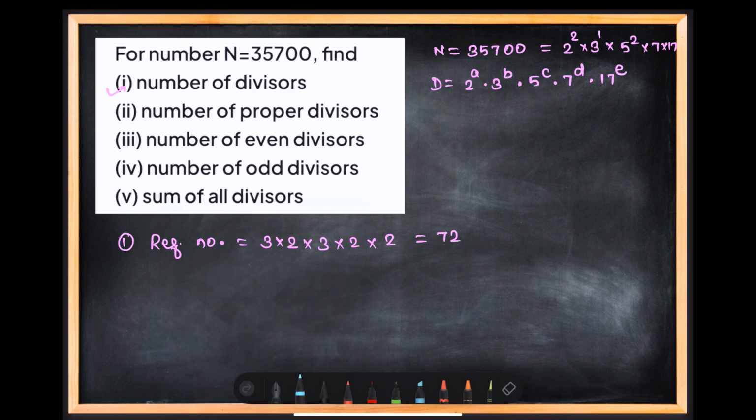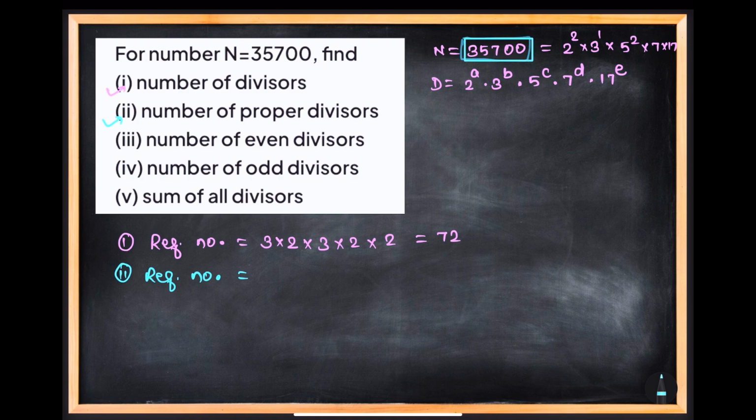Now look at the number of proper divisors. In divisors everything comes, but in proper divisors you cannot take 1 and you cannot take the number itself. So 72 minus 2, so it is 70.